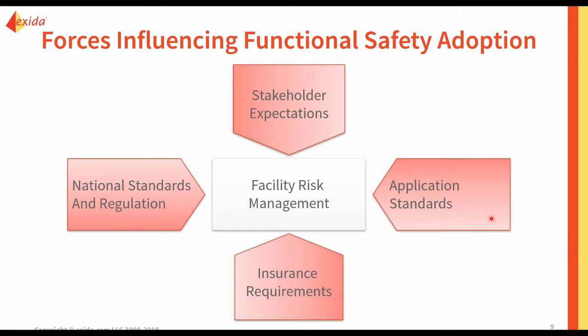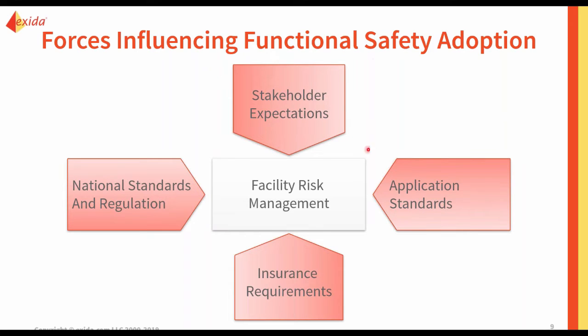Additionally, we're seeing application standards, which is functional safety applied to a more specific industry. If we think about the process industry, that would be our IEC 61511 standard. For automotive, it's ISO 26262. There's also IEC 62061 for machine safety, and specific application standards for nuclear. All of these give a more specific set of requirements for that individual industry to support facility risk management.